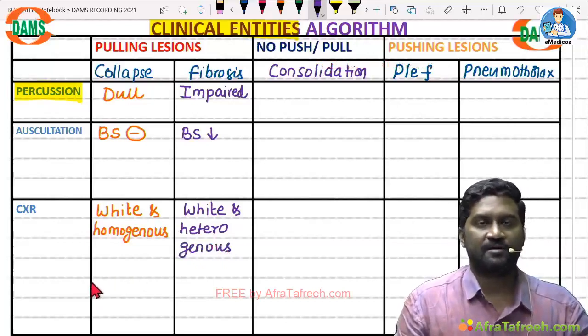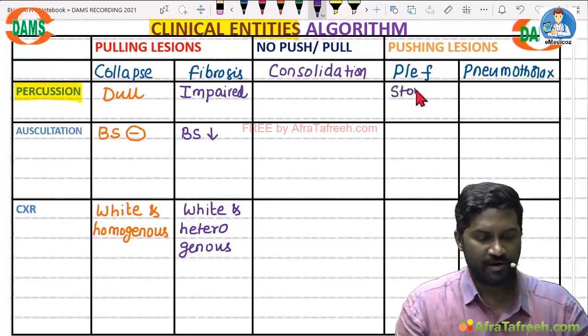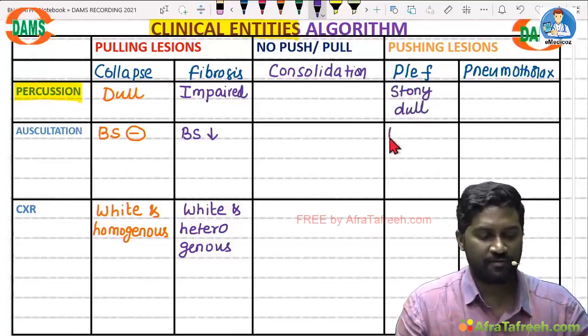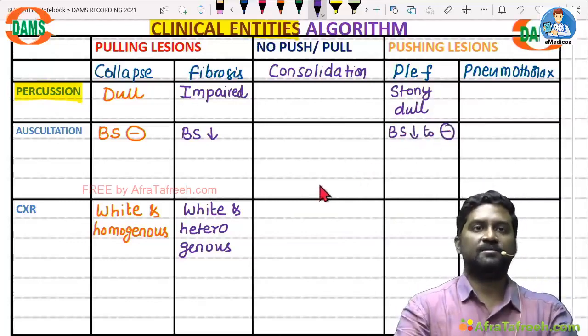Coming to pleural effusion. Pleural effusion is fluid within the pleural space. Fluid will give maximum dullness. Maximum dull note. So there will be a stony dull note. Depending upon the amount of fluid, breath sounds can be diminished to absent.